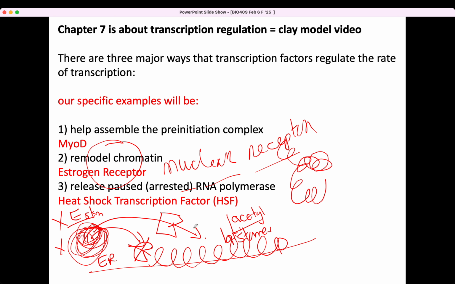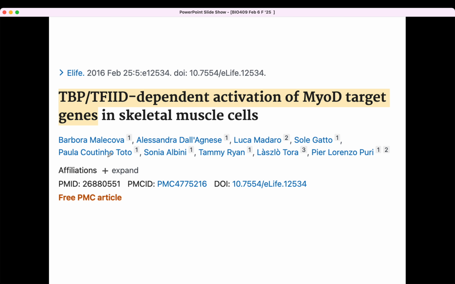So it's a deacetylase, and we'll write this all out. And in the presence of estrogen, this deacetylase is let go, and this acetylase is added, and it's just the exact opposite reaction, and it causes the DNA to unfold. So that's the rate-limiting step, the three major ways. There are a bunch of transcription factors, not just estrogen and the nuclear receptors, that work this way. So let's take a look at that.